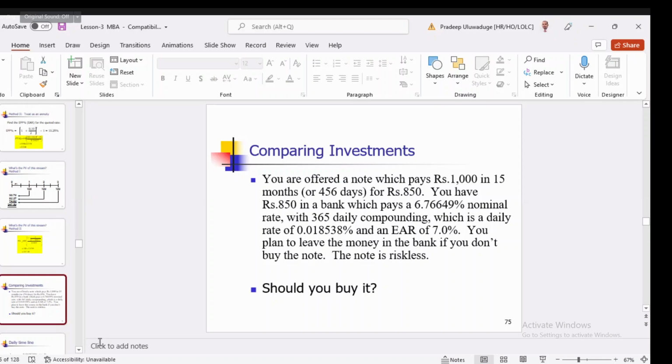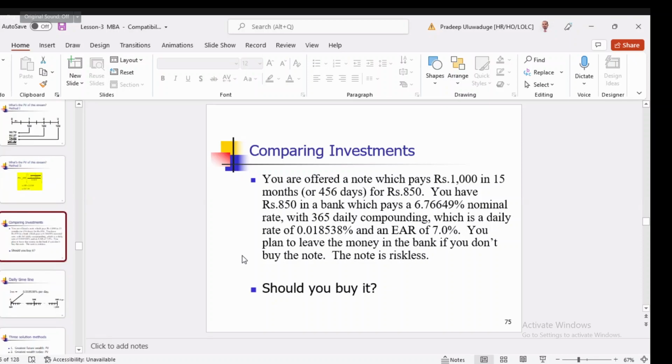Another application of the time value concept can be in comparing investments.